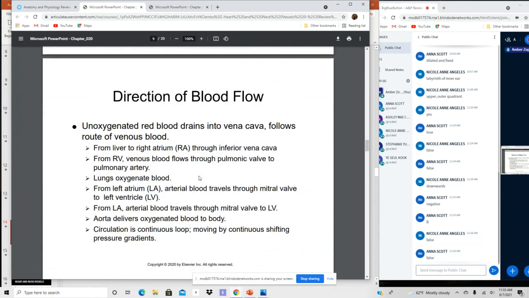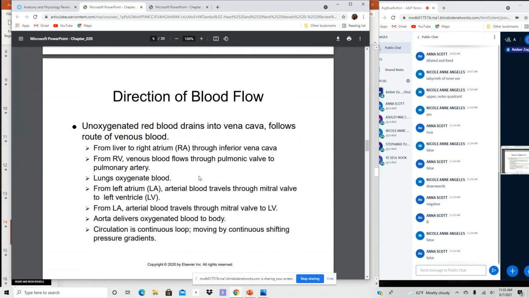Unoxygenated red blood drains into the vena cava and follows a route of venous blood. From the liver, it goes into the right atrium. So remember, right now we're talking about unoxygenated blood. So this is blood that has come from the superior and inferior vena cava and it's entering the right atrium to be sent to the lungs to be oxygenated. So when it's arriving to the right atrium, it's unoxygenated and it's arriving from the liver to the inferior vena cava. From the right atrium, it goes into the right ventricle.